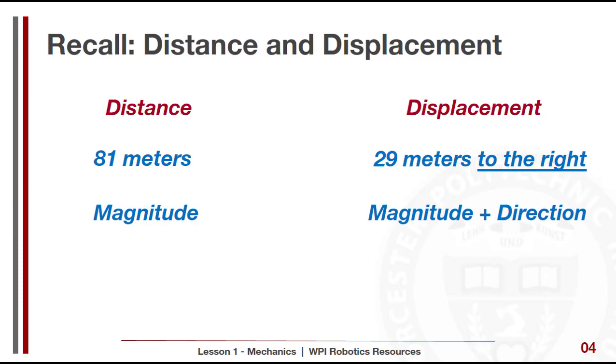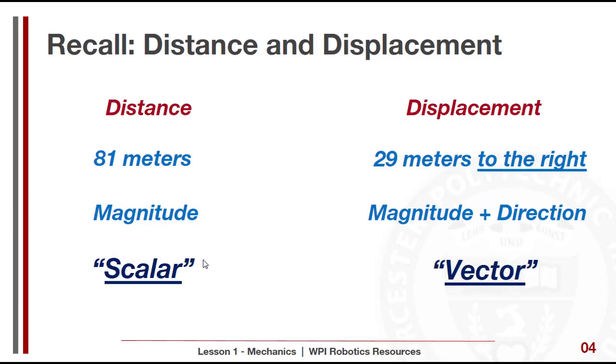And so this helps us to describe two different quantities. First is scalar. A scalar quantity is a quantity that has only a magnitude, whereas a vector quantity is a quantity that has both magnitude and direction.